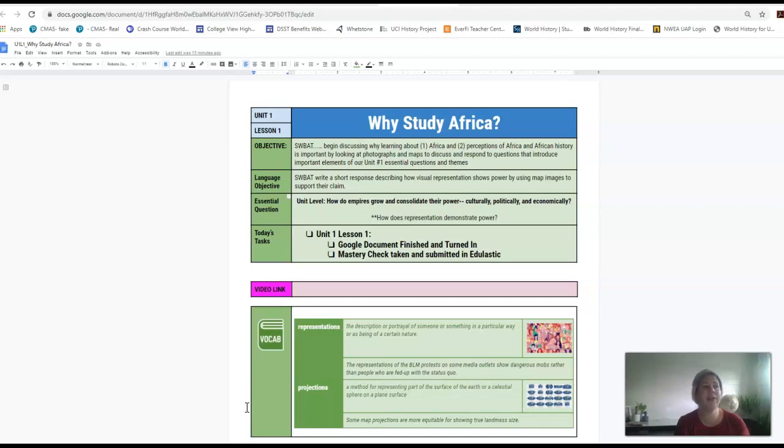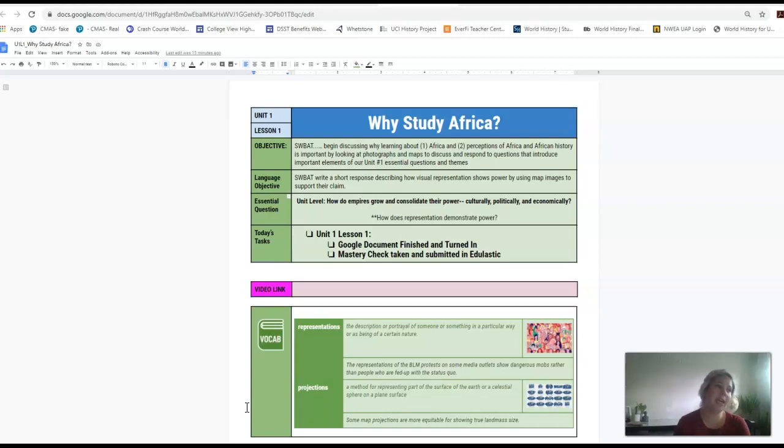So today the objective is that you will be able to begin by discussing why learning about Africa and perceptions of African and African history is important by looking at photographs and maps to discuss and respond to questions that introduce major elements of Unit 1. So we're sort of thinking about that, who has power and why.